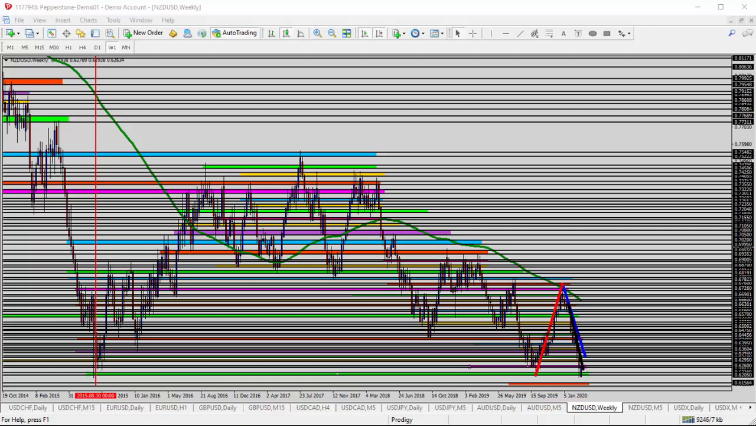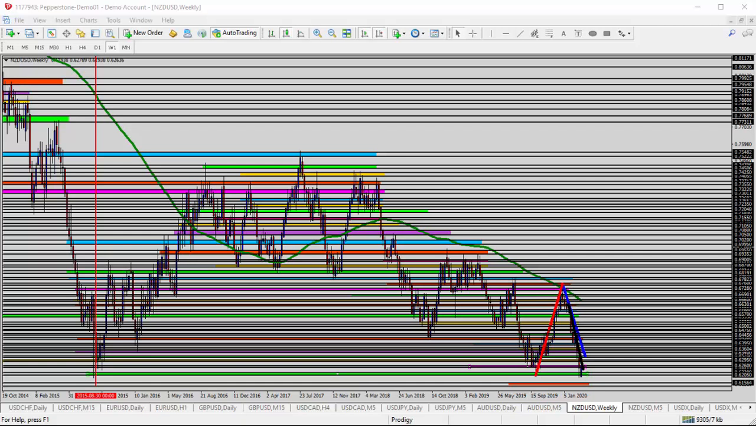Today we're taking a look at the NZDUSD, New Zealand dollar versus the US dollar, for today's trade analysis. Now I've gone all the way out here to the weekly time frame so we can get a sense of where we are in the grand scheme of things for the New Zealand dollar.